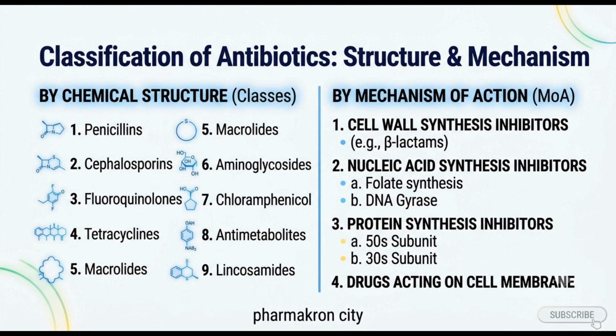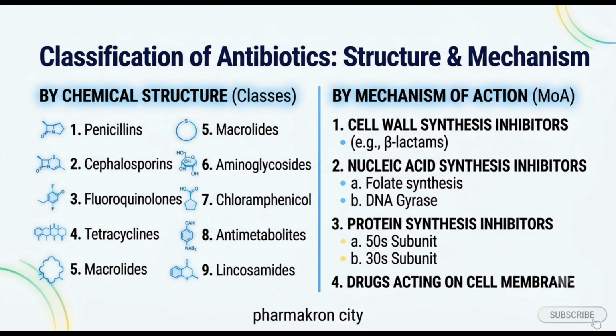Finally, how do we organize all these drugs? We classify antibiotics in 2 primary ways: by chemical structure, penicillins, cephalosporins, fluoroquinolones, tetracyclines, macrolides, aminoglycosides, chloramphenicol, antimetabolites, and lincosamides.